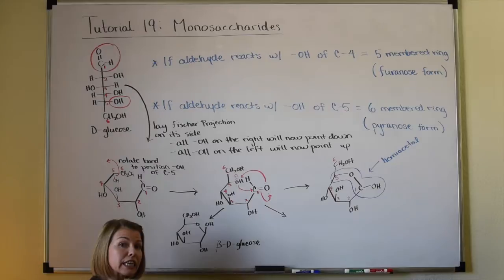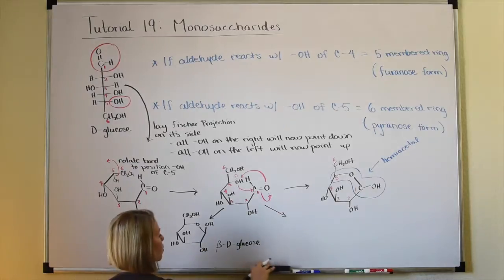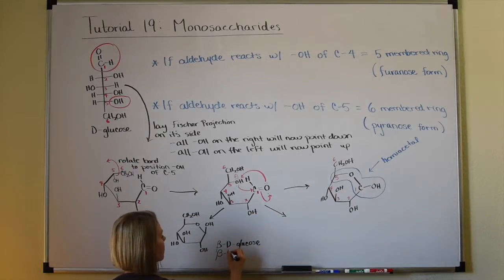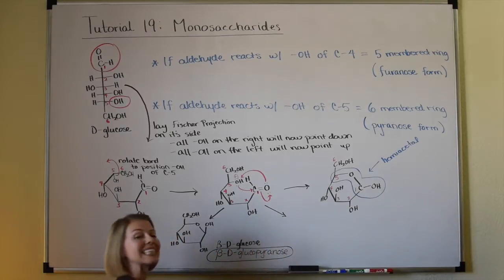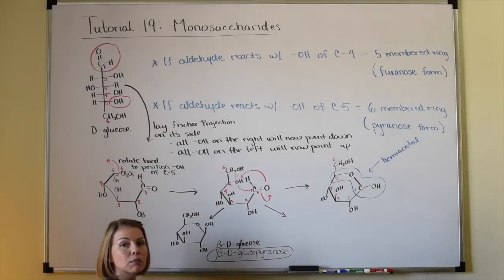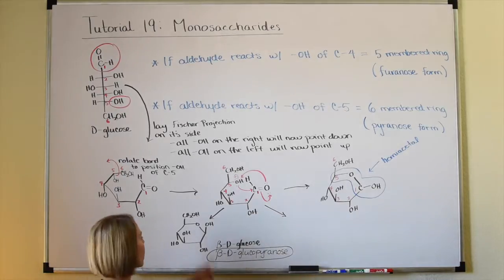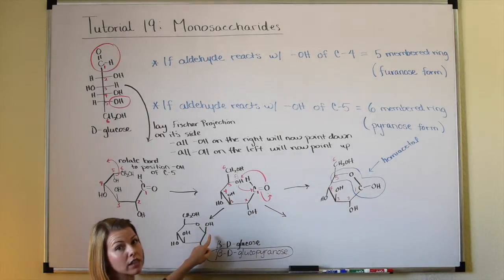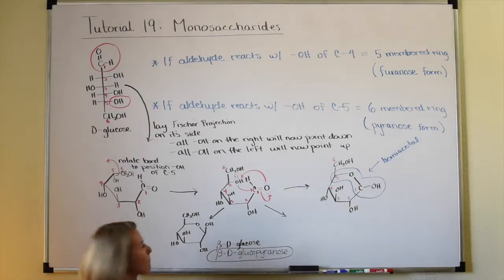or more specifically, because we know that there is both a furanose and pyranose form, this can be called beta-D-glucopyranose. Which tells you that it is D-glucose as a six-membered ring, six-membered cyclic hemiacetal, with the hydroxyl group on the hemiacetal carbon pointing up in the same direction as the CH2OH. That is the beta form.